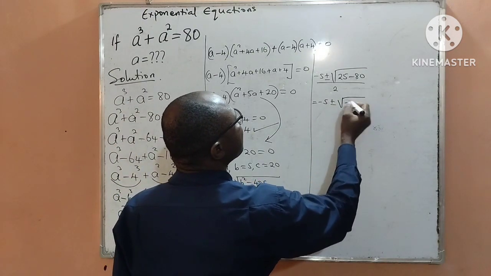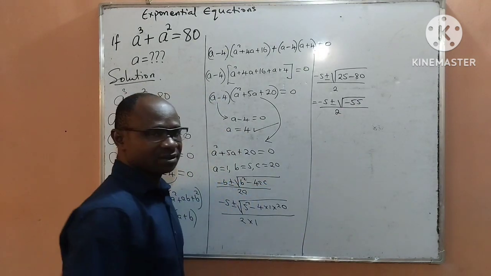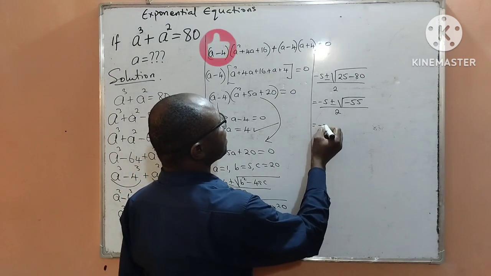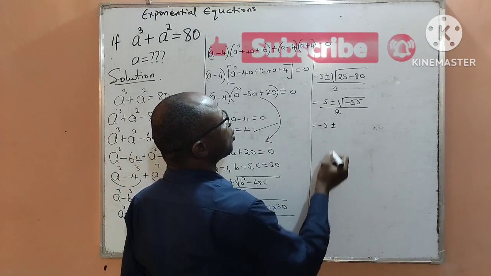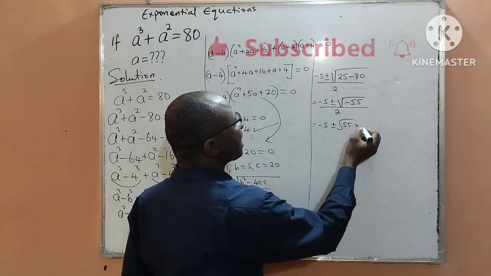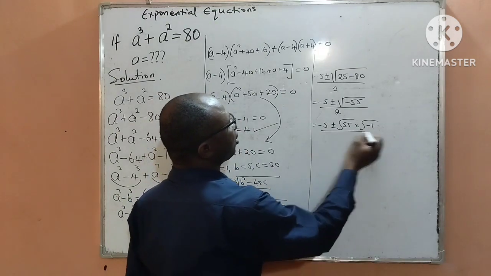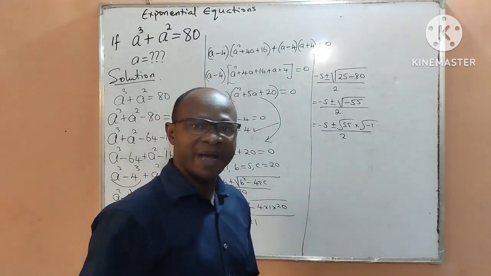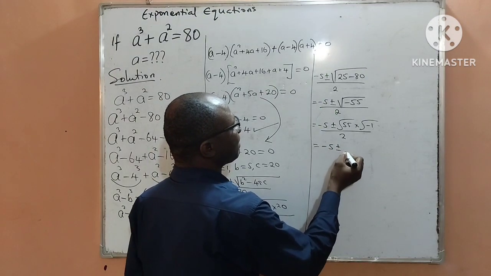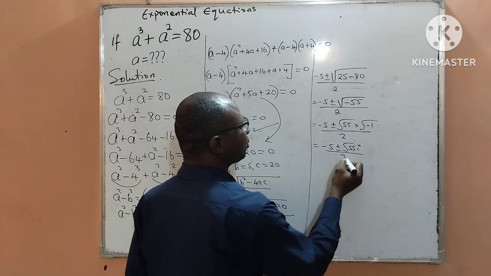This is going to give us the square root of minus 55 all over 2. Okay, now, still moving forward, this gives me minus 5 plus or minus the square root of 55 multiplied by the square root of minus 1, all over 2. But the square root of minus 1 is i. Therefore, it is minus 5 plus or minus the square root of 55 multiplied by i, all over 2.